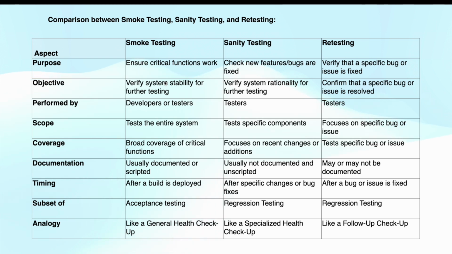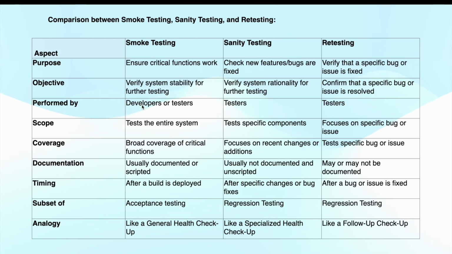The objective of smoke testing is to verify the overall stability of the system and determine if it is ready for more rigorous testing. The objective of sanity testing is to verify that a specific area of the software that has been modified is working correctly without conducting exhaustive testing. The objective of retesting is to confirm that a specific bug or issue has been fixed and that the fix is effective.